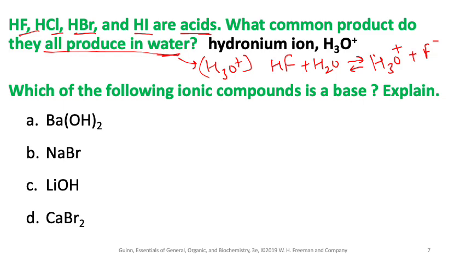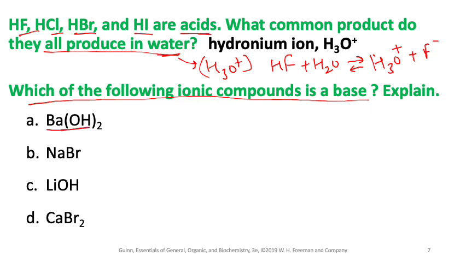Now let's go to the second problem that says, which of the following ionic compounds is a base? You have to figure out, of the 4 compounds that are given, which one is a base. So let's start with each of them separately.